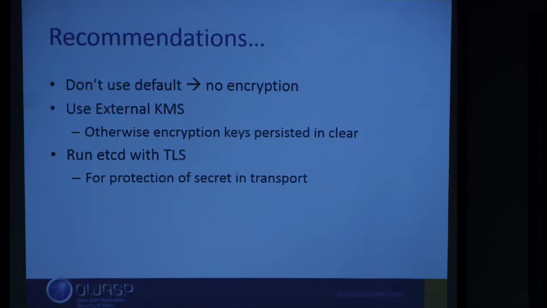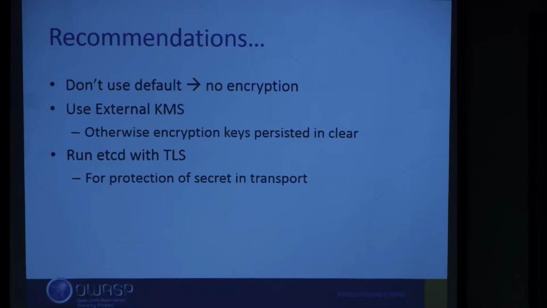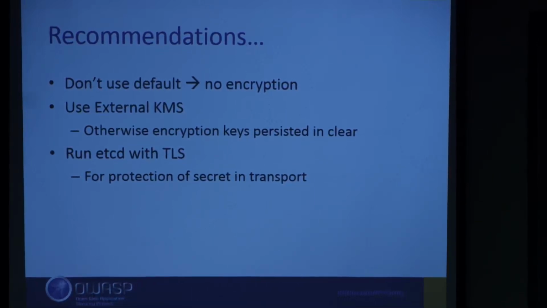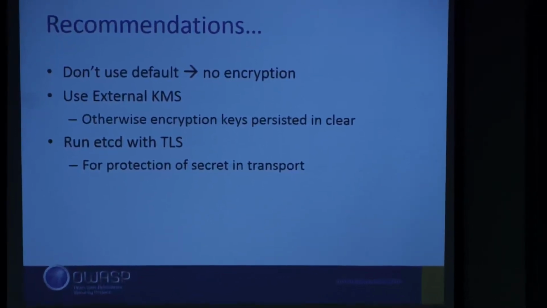So in terms of the recommendations, don't use the default no encryption, right? Don't get fooled by just the word secrets. Use an external KMS, because if we use the other providers, the master key is still in clear on the master node, so it's again the problem. If you could get hold of that key, then you could get access to all the other secrets. Run etcd with TLS, otherwise you don't have protection in transport.